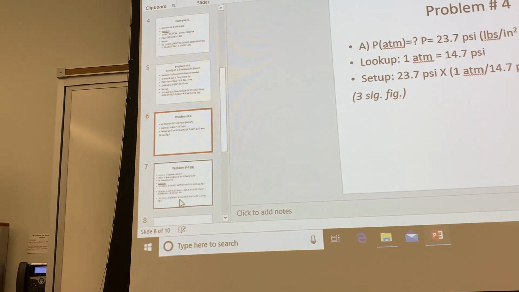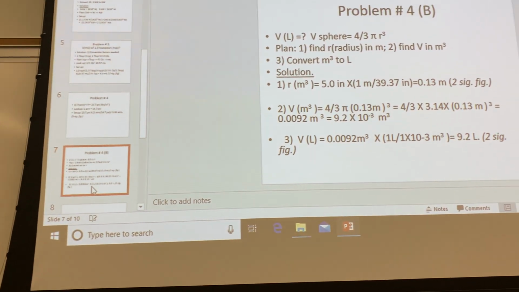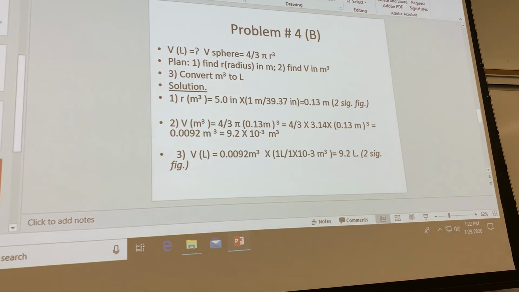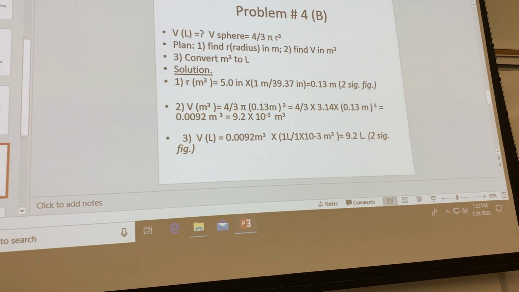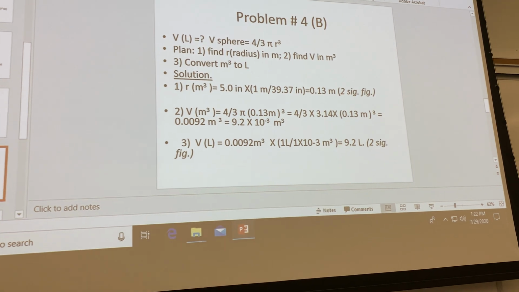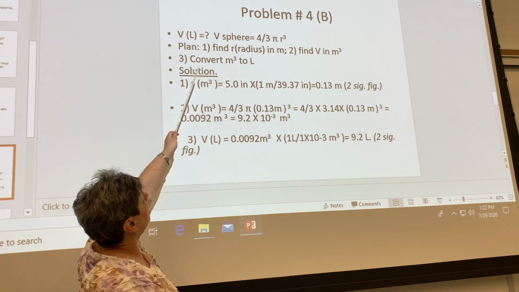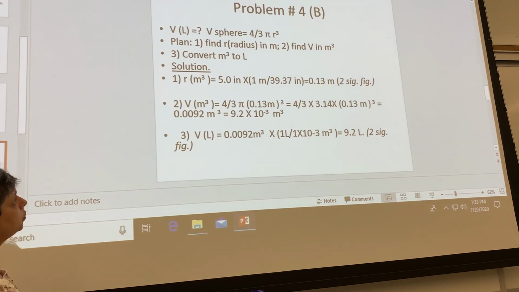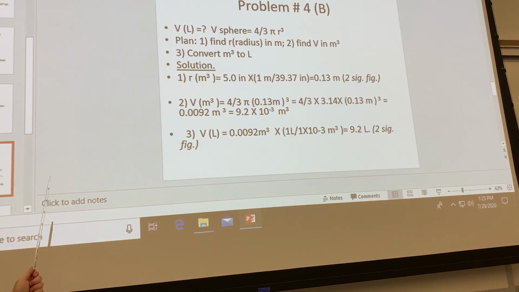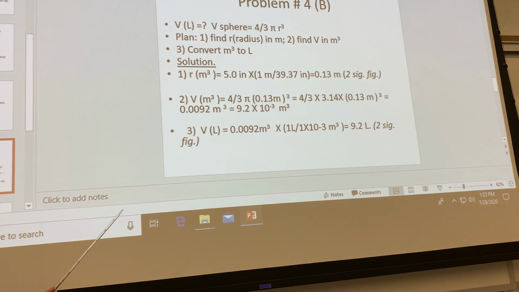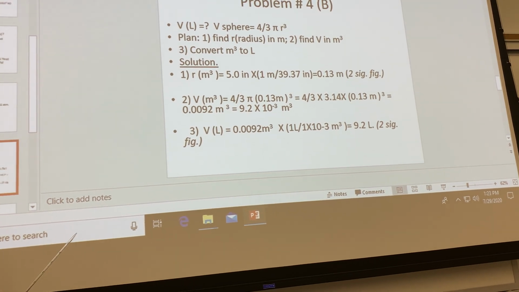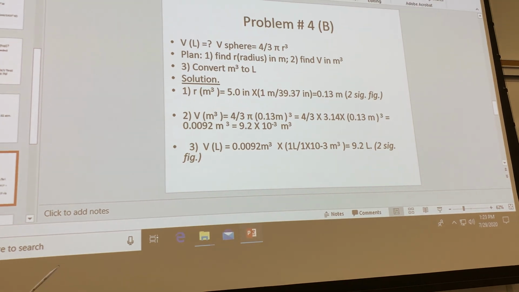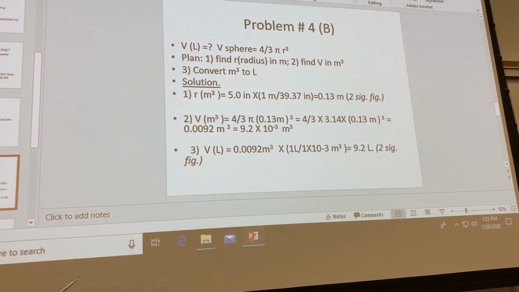And finally, part B. In part B, you're asked to find the volume of the basketball in liters. The information provided is the volume of a sphere. This is a formula from geometry, 4/3 pi r cubed. And the plan I'm suggesting, notice how always before I start doing things, I try to think it through and come up with a step-by-step plan for solving the problem.